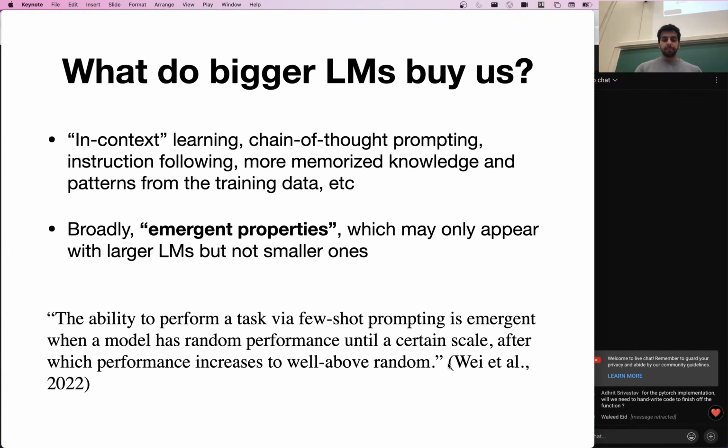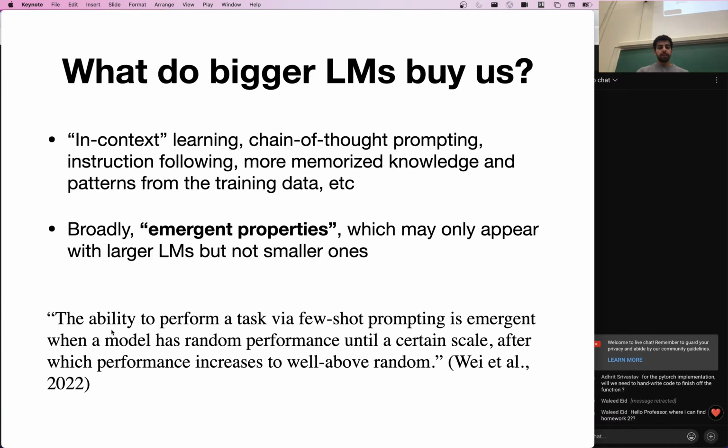This was a definition from the paper by Jason Wei, who gave the talk here, called Emergent Abilities of Large Language Models. The ability to perform a task via few-shot prompting is emergent when a model has random performance until a certain scale, after which performance increases to well above random. So you can see that few-shot prompting is one of the methods by which people are measuring emergence. If you have a new task and you just give a couple demonstrations in the prompt, at what scale does the model learn to follow the task rather than just outputting random garbage?